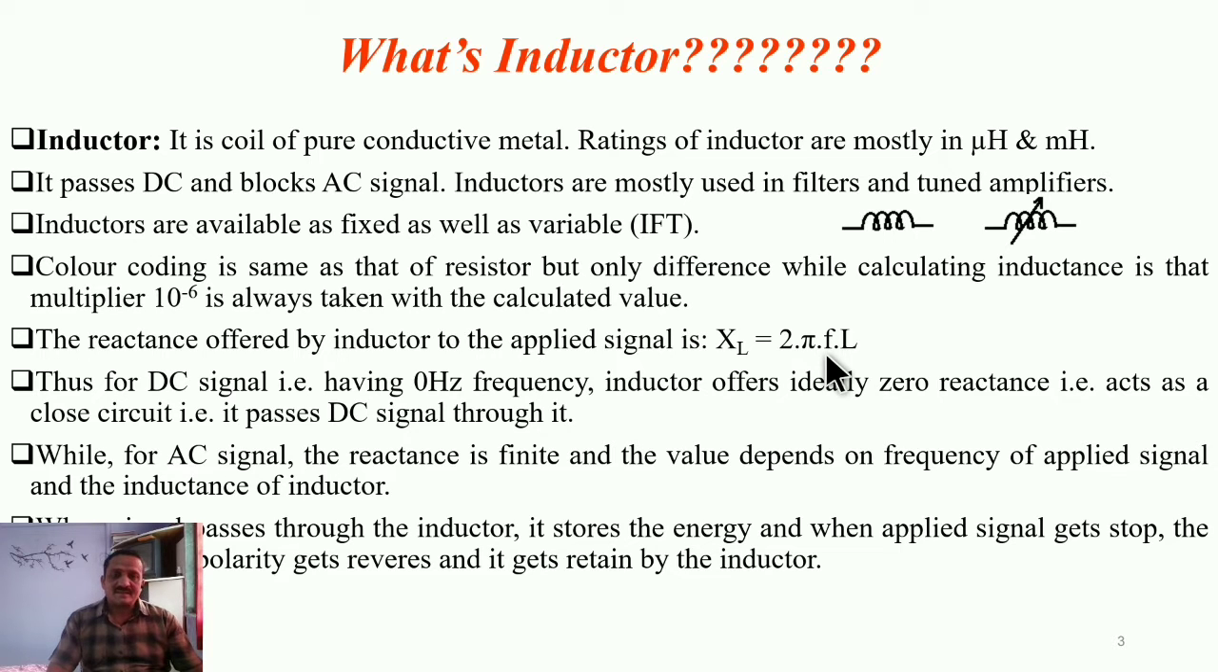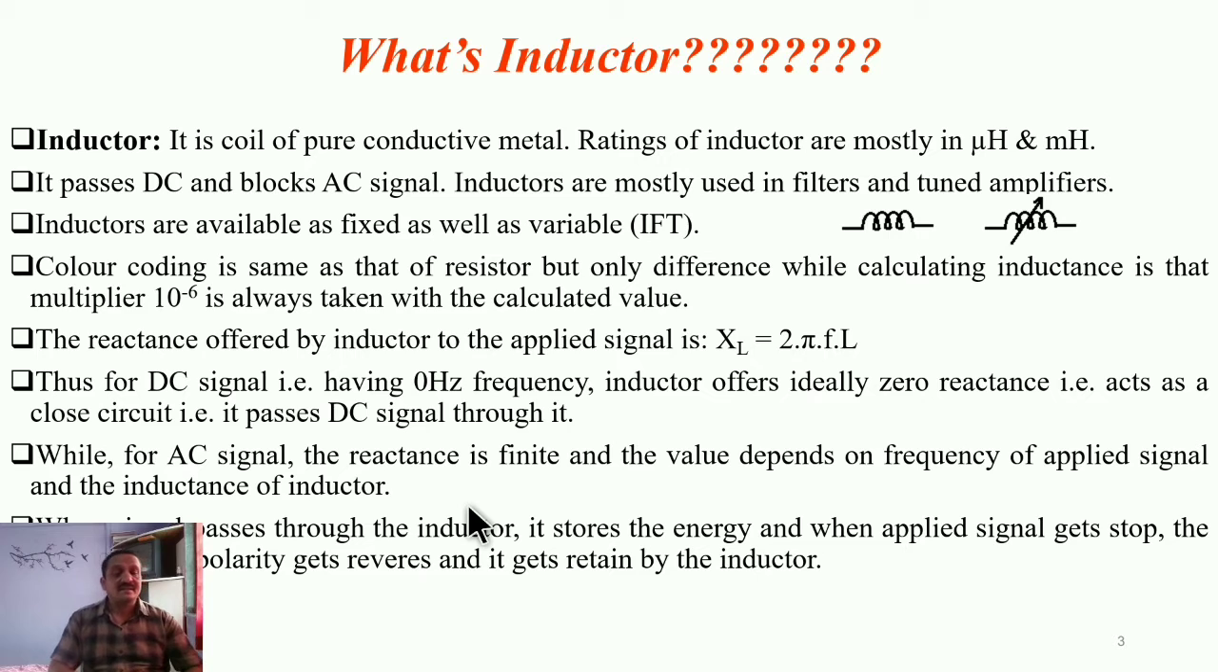And that's why for a DC signal, which has a frequency of 0 Hz, the inductor ideally offers 0 reactance, that is, it acts as a closed circuit. While in case of a capacitor, for a DC signal the capacitor acts as an open circuit, because XC equals infinity, while here XL equals 0. If you calculate the reactance of this inductor for 0 Hz frequency, it comes as 0 ohm, right? While for an AC signal, the reactance is finite and the value depends on the frequency of the applied input signal and the inductance of the inductor, as I already told.